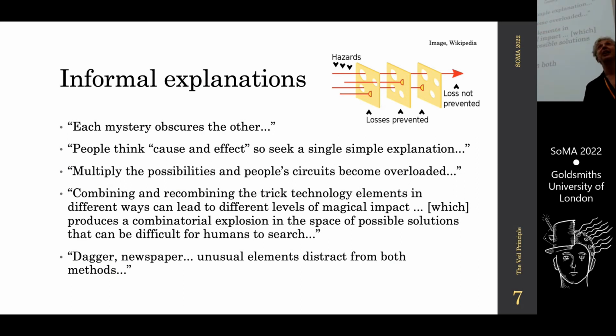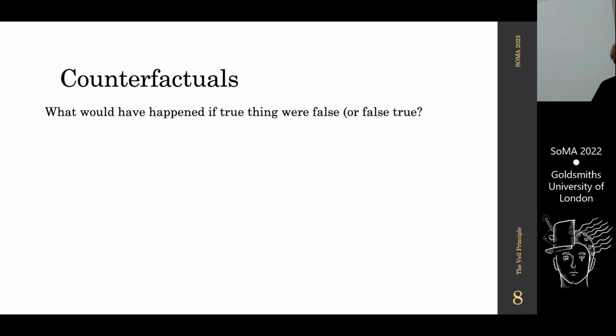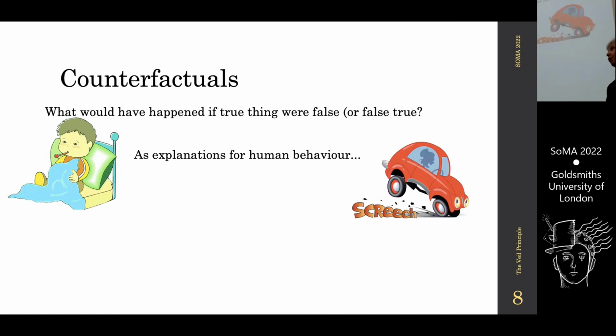The one that I prefer is to do with counterfactual reasoning. So counterfactuals, what are they? They're the way we explain what would have happened if this true thing were false, or if this false thing were true. For example, what would have happened if this sick child had been vaccinated? Or it's also the way that we explain human behavior, including to ourselves. So, for example, I slammed on the brakes. If I hadn't slammed on the brakes, I would have hit that tree.